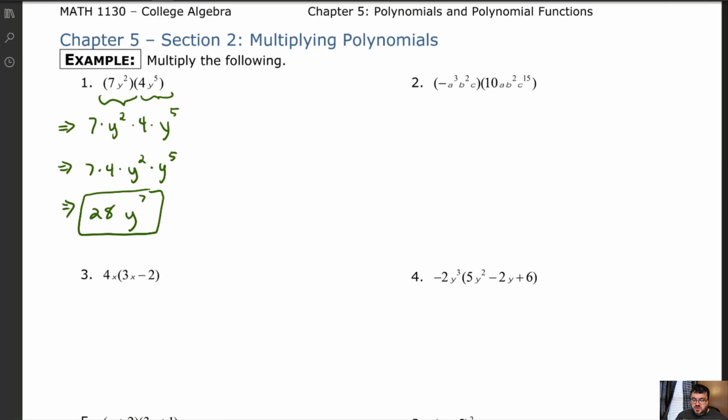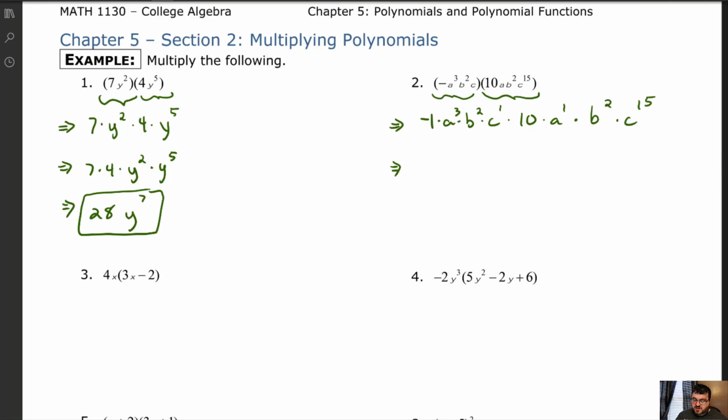Same thing for number 2, just over to the other side. We have this monomial times this monomial, so they're two monomials being multiplied by each other. All it is is a multiplication chain. Since there's a negative in front of that first one, we know that's -1 a cubed b squared c to the first, and then 10 a to the first, b to the second, and c to the 15th. And then you're just going to multiply everything together.